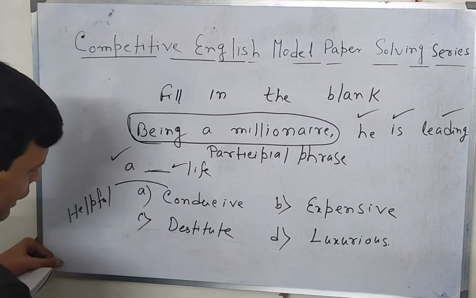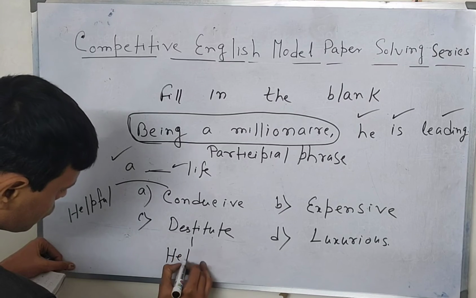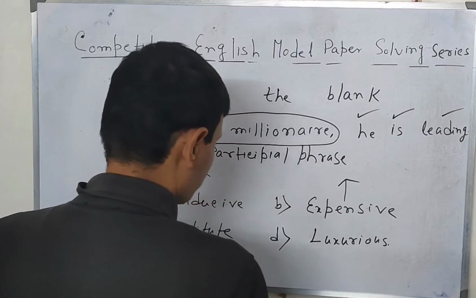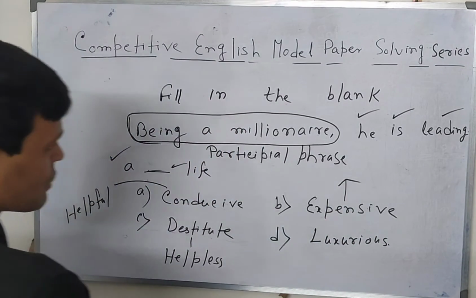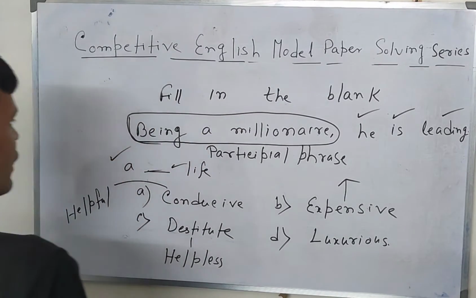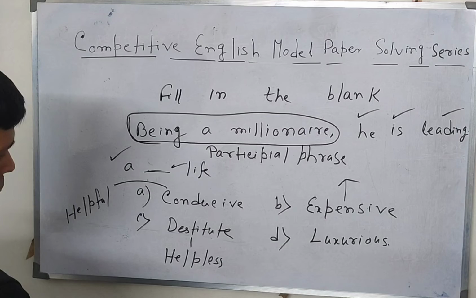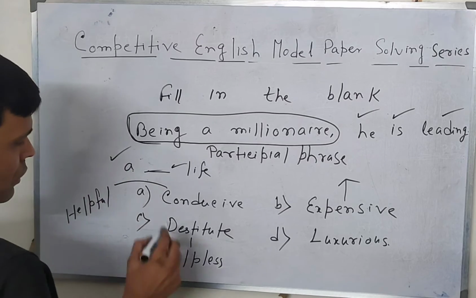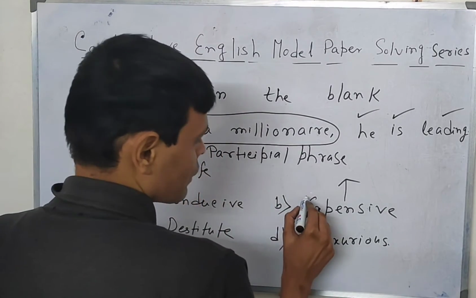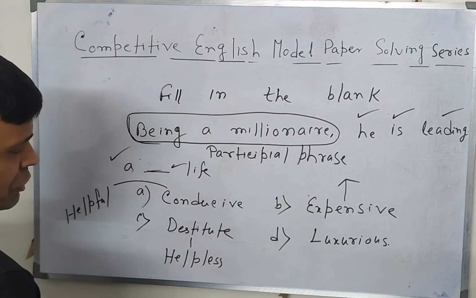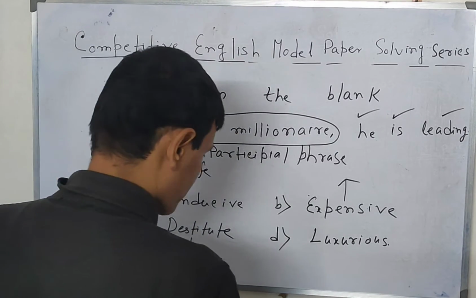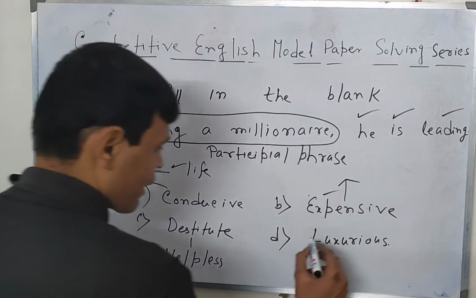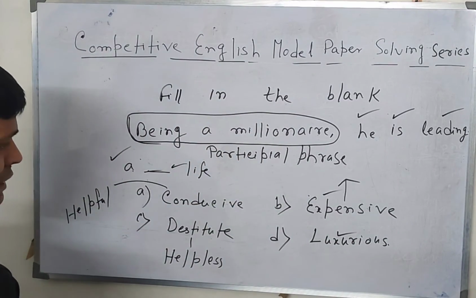No question of writing helpful. Destitute means helpless. Expensive, you know, too much expensive. It's a very common word. But whenever anyone gets richer, generally he or she leads a luxurious life. There is a trick. If you write expensive, then there should not be a. There should be an, because it is the vowel. Generally before the vowel we use an. So there is no question of writing this answer. Then what is left? Luxurious will be the proper answer. So the answer will be luxurious.